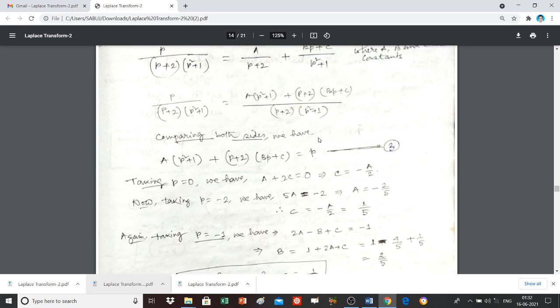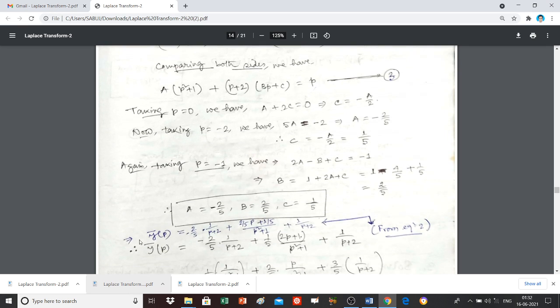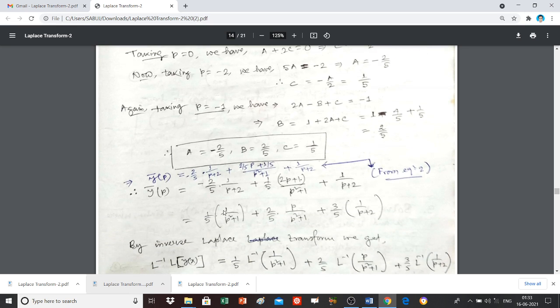So after doing that, yp is equal to a, that is minus 2 by 5 into 1 by p plus 2, then bp, that is 2 by 5 into p, and c means 1 by 5, all over p square plus 1, and the last term is 1 by p plus 2. And from here yp is equal to minus 2 by 5 into 1 by p plus 2, then plus 1 by 5 taken as a common term, which gives (2p plus 1) by (p square plus 1), and the last term is 1 by p plus 2.